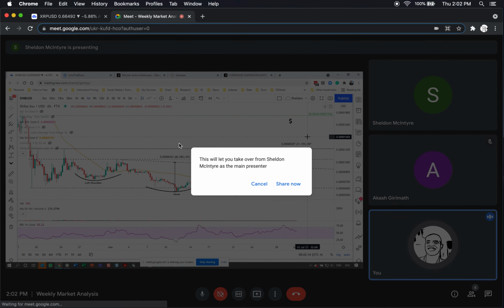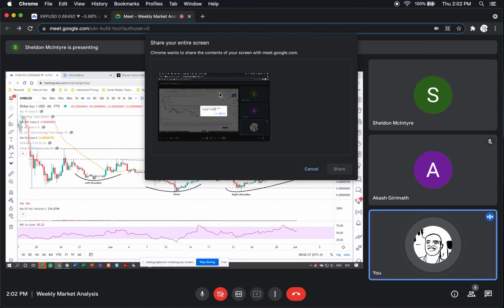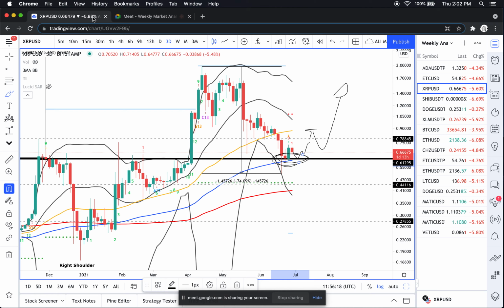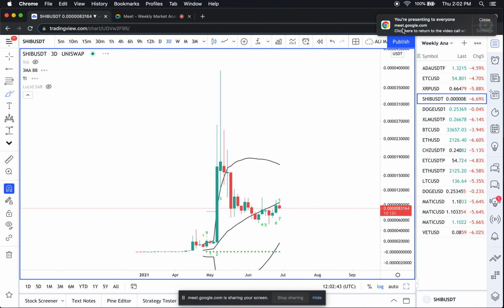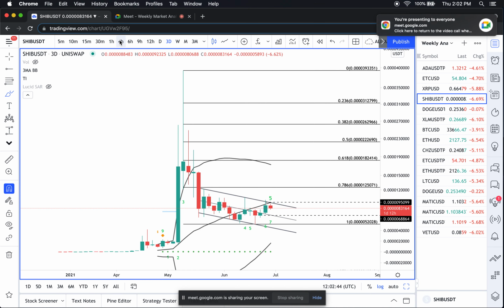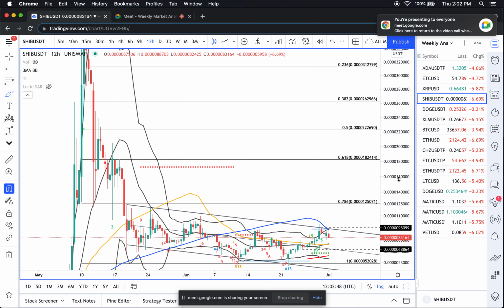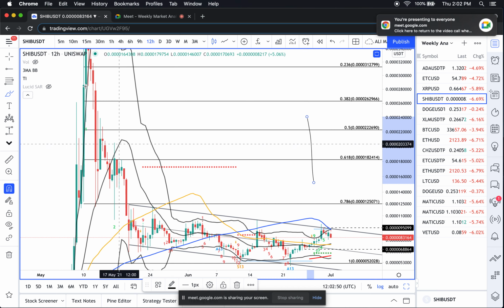It's pretty interesting to see because I'm going to share my screen now, but instead of a head and shoulders pattern, I was actually looking at something like a descending parallel channel right here. Oh my gosh.